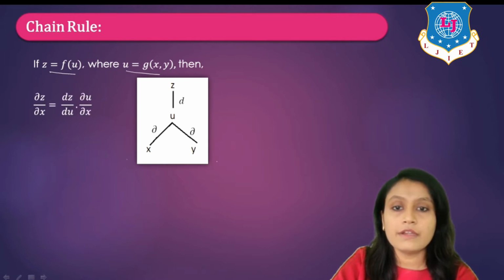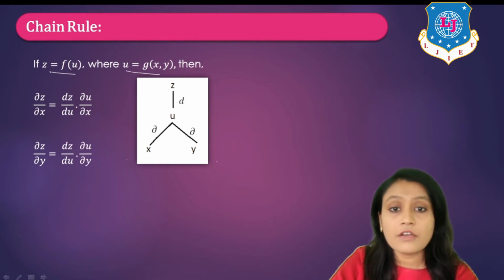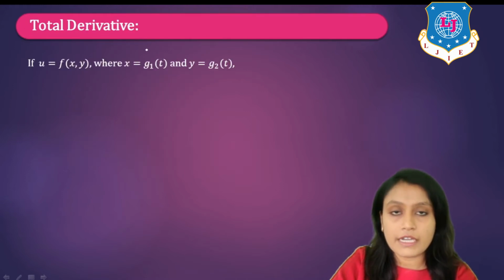Now we will write the formula to find del z by del x. So the path is dz by du. Here we have d, so we will write dz by du into, now here we have del, so we will write del u by del x. Correct? Now the formula to find del z by del y is equal to what? dz by du into del u by del y. Correct?